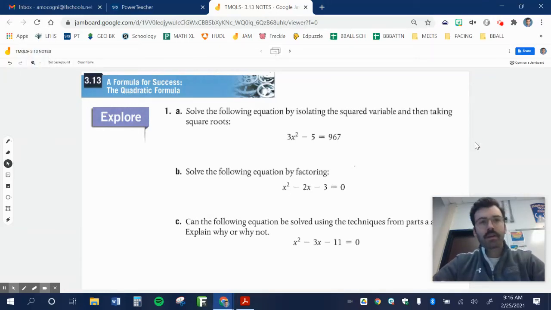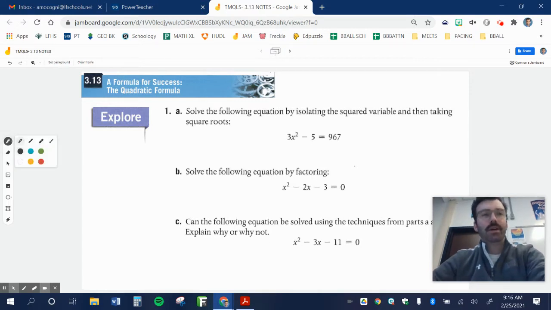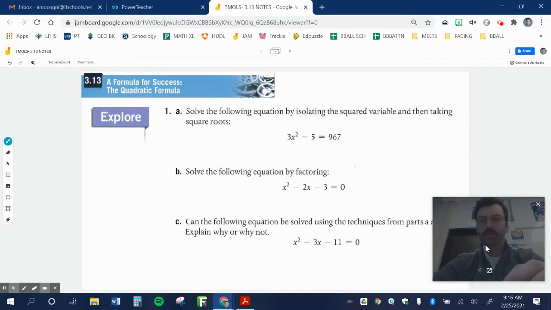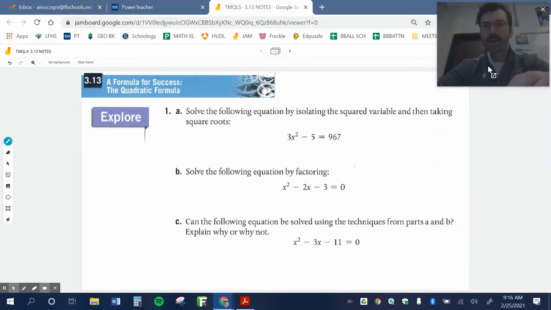Let's get this going. Today we're talking about the quadratic formula. We're continuing talking about factoring and solving, but more specifically using the quadratic formula, when to use it and how to use it.